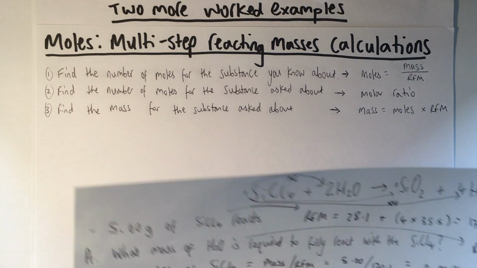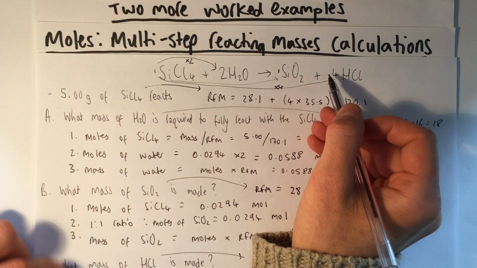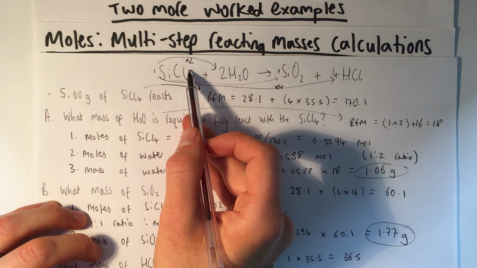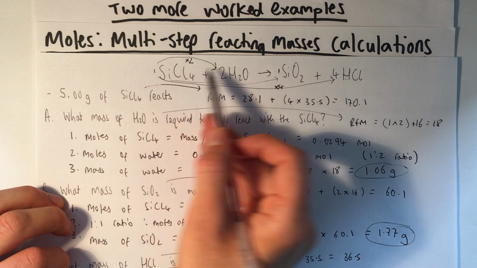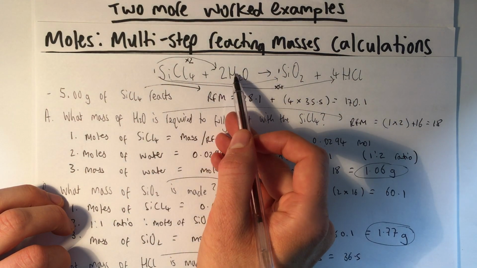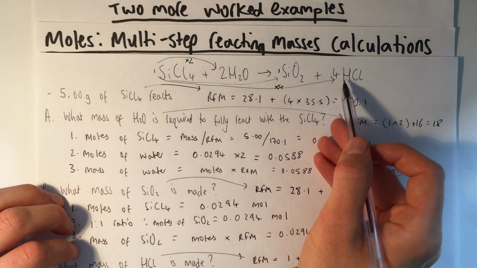So in the first video that I did on this, I used this example of a reaction, and I showed how if we're told the mass of one thing, we can work out the mass of every other thing in the equation. So I worked out the mass of water, the mass of the silicon dioxide, and the mass of the hydrogen chloride.